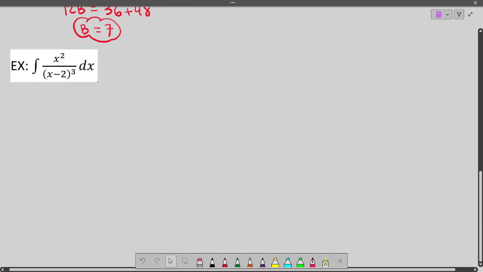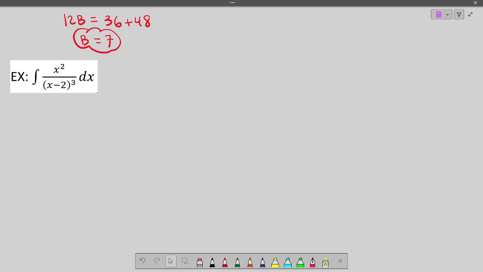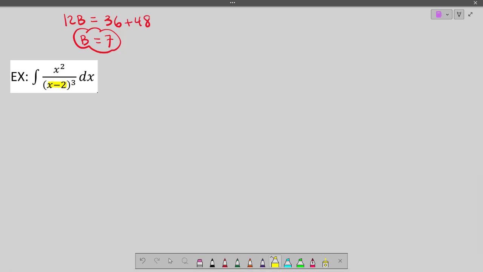All right. So let's do one more of these repeated factors. So we look in the denominator here, and we first acknowledge that this is a linear factor. That's not a cubic factor. That's a linear factor that's repeated 3 times.